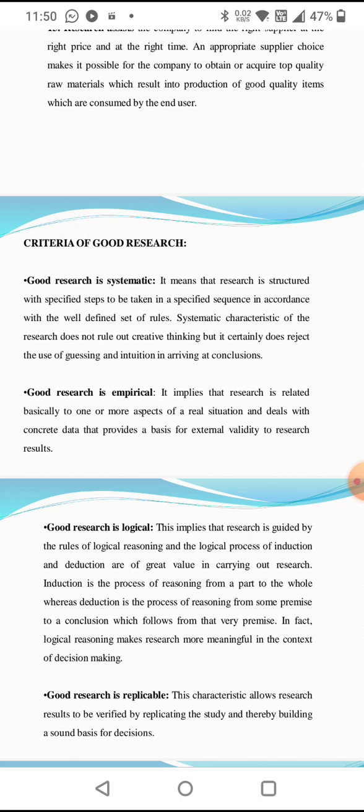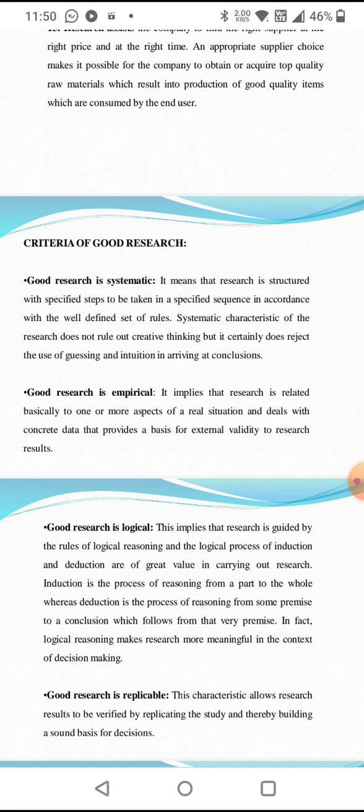So in other words, we can state the qualities of good research as under. Good research is systematic. It means that research is structured with specified steps to be taken in a specified sequence in accordance with a well-defined set of rules. The systematic characteristic of research does not rule out creative thinking, but it certainly does reject the use of guessing and intuition in arriving at conclusions.